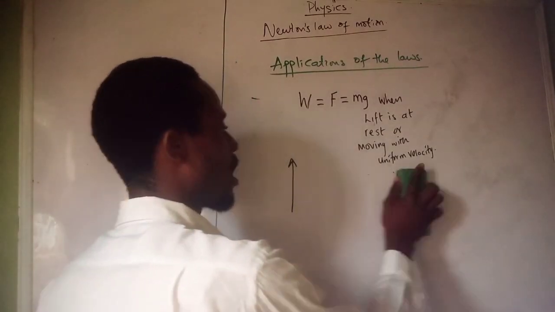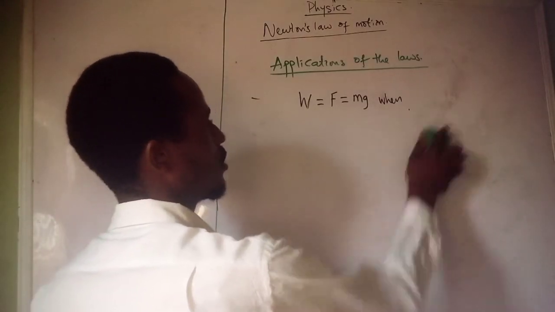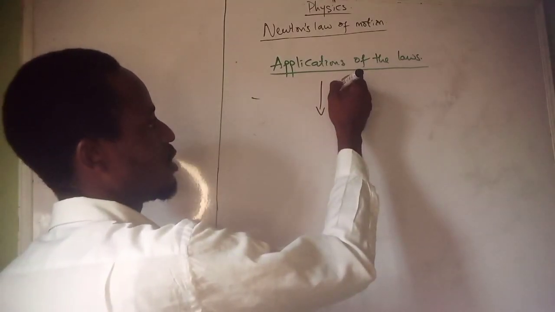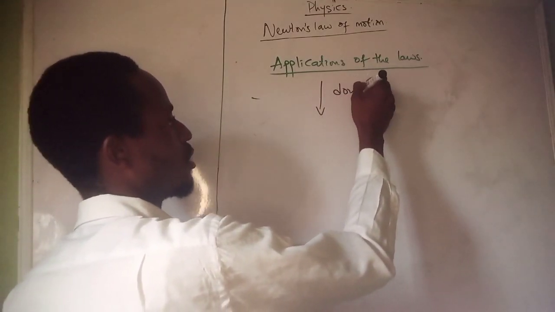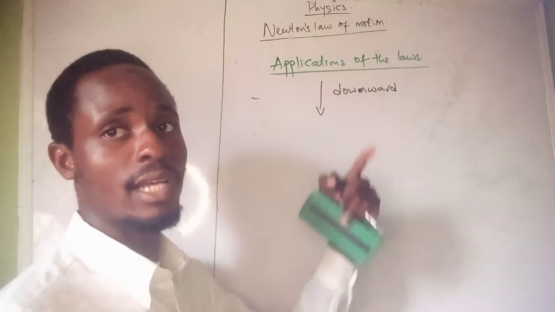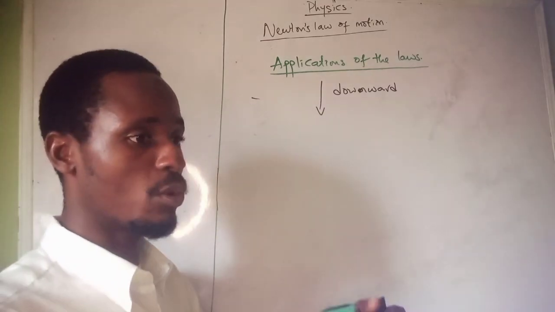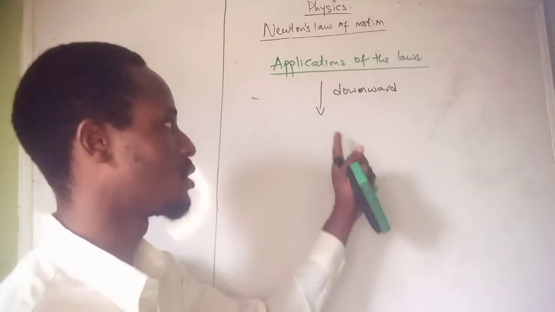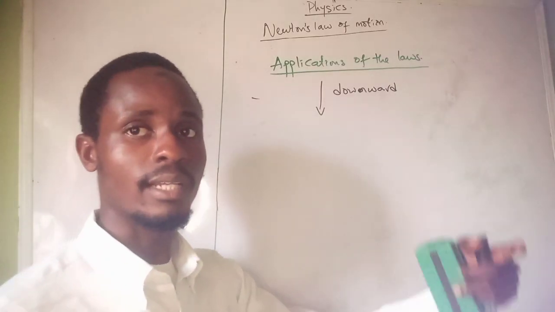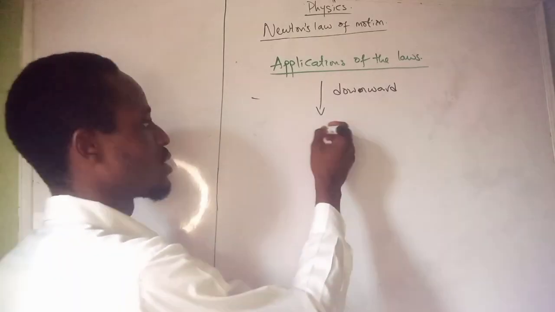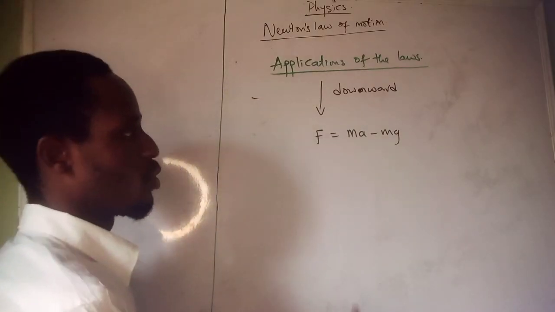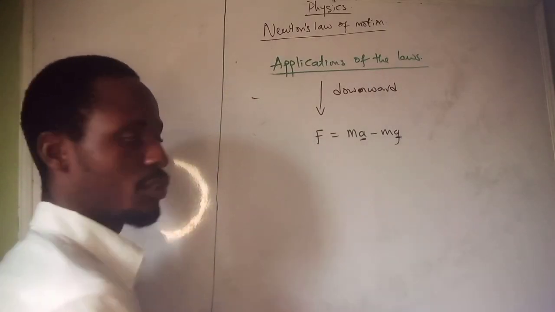When the lift is now moving downward, this is when it's descending. Now, downward movement of the lift could be that the lift is moving with acceleration. That is, when they say moving downward, that means it's accelerating. So we have to put the word acceleration. So accelerating downward, if the acceleration is greater than acceleration due to gravity, the force applied on it will be ma minus mg, because the acceleration is greater than the acceleration due to gravity.